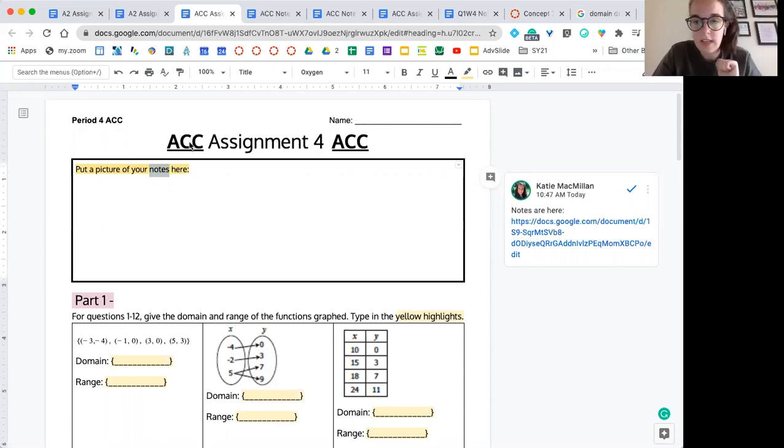So this is the first time you guys have had your own assignment. When that happens, you'll see the code letters ACC. That stands for Accelerated. So that's you guys. So you're going to put a picture of your notes here. There is a video. You'll be able to see the notes are here.